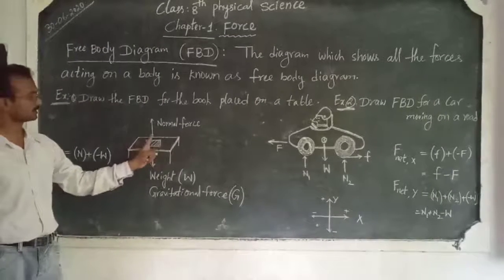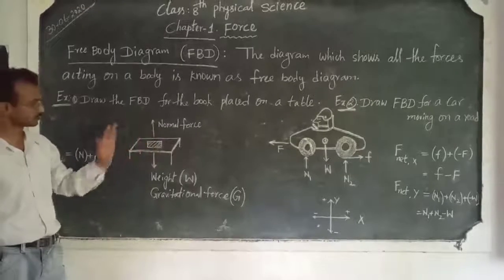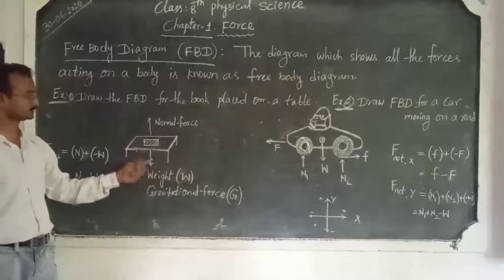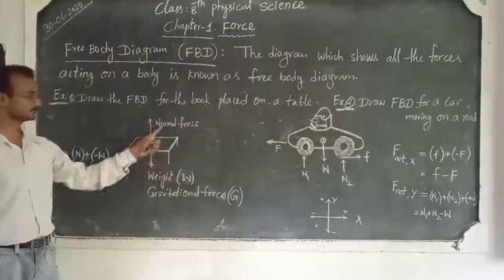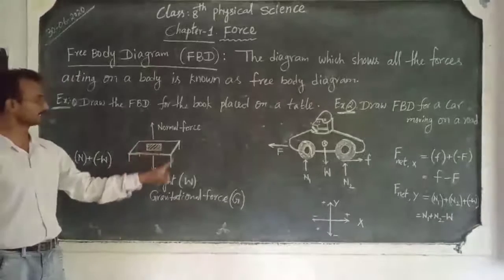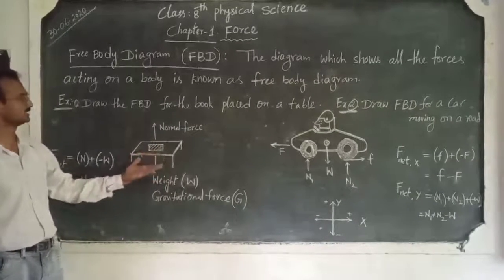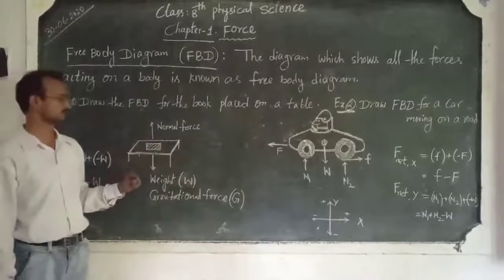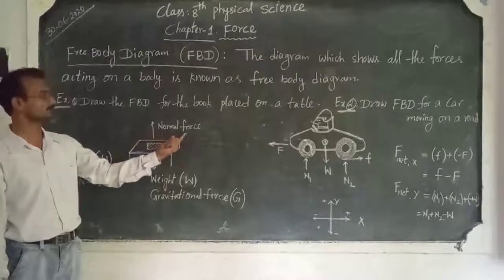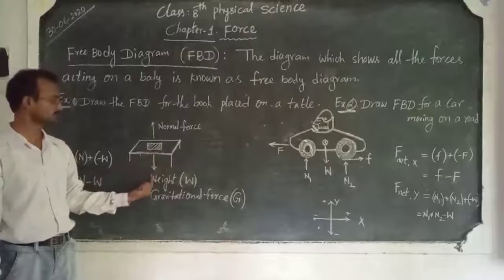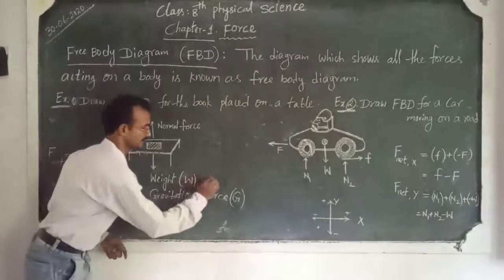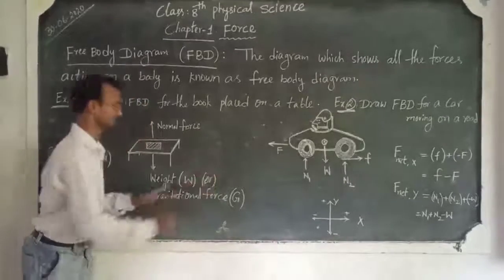So you consider this book, the table, the book was placed here. On the book, in the upward direction, normal force will act, that's why it is not falling down. And on the book, in the downward direction, the weight of the book will act. These two forces are acting on the book. That's why this diagram is known as the free body diagram for the book, because it shows all the forces acting on the book. In the downward direction, weight or gravitational force will act.